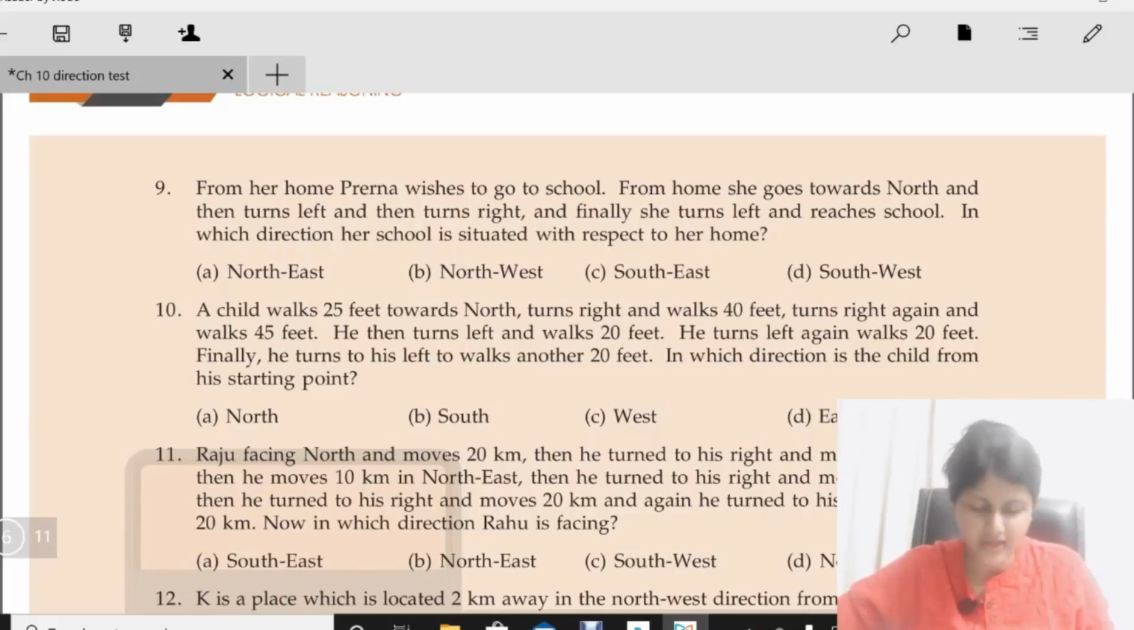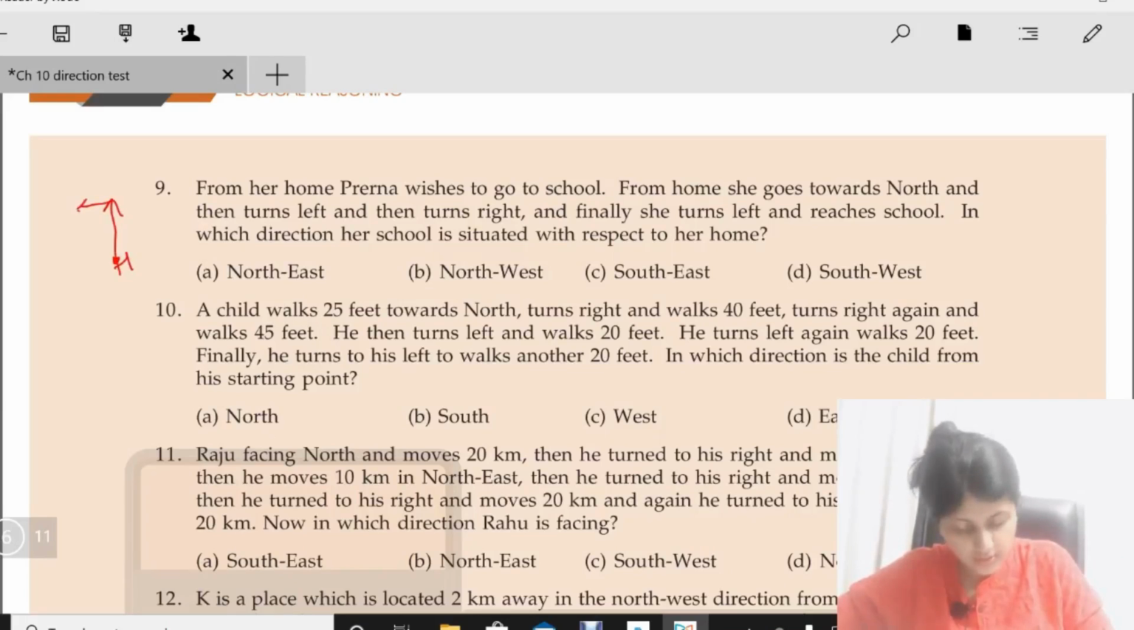Yes, question number 9. From her home, Prerna wishes to go to school. Okay. From home, she goes towards north. This is home. And then she turns left. Then turns right, and finally she turns left and reaches school.